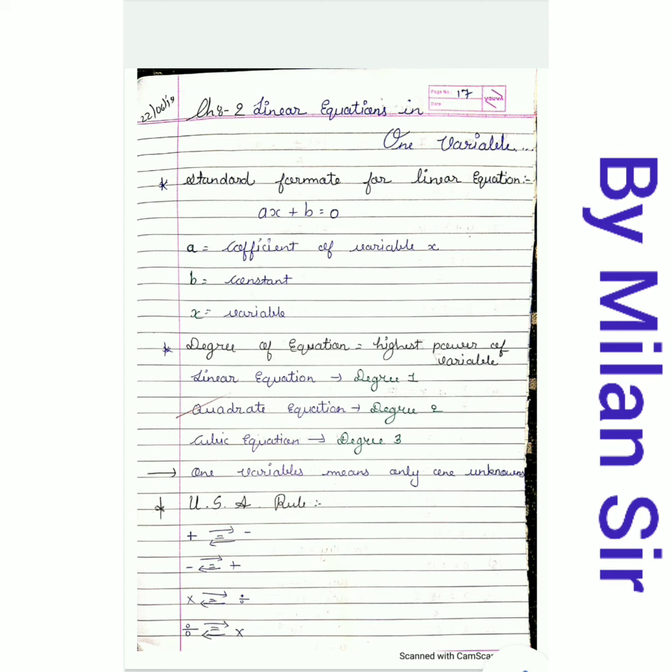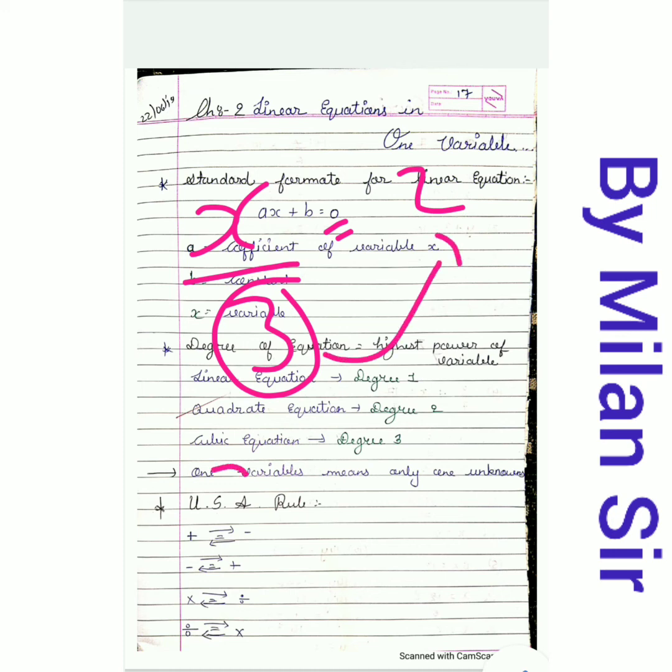And last, if we have x by 3 is equal to 2. Now here 3 is in the division part. If we want to transfer it to the right hand side, it goes to the multiplication. Division becomes multiplication on the right hand side.